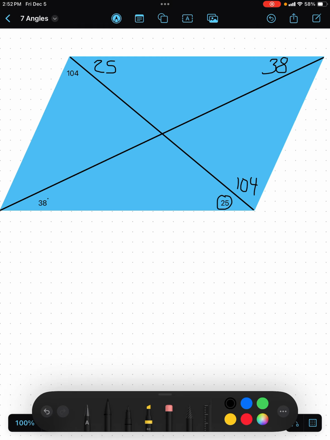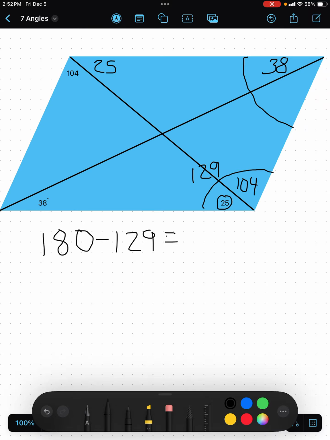Now, we have some other angles that we need to know. One thing we can do is recognize that this angle is going to add up to 129. We would know because consecutive angles are supplementary, that this big angle up in the upper right is going to be the supplement of 129. So we can do this quick equation, which winds up being 51, to be this entire angle up there.